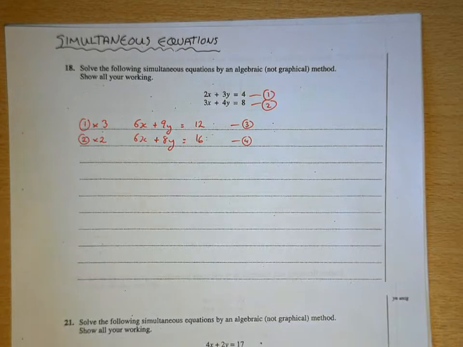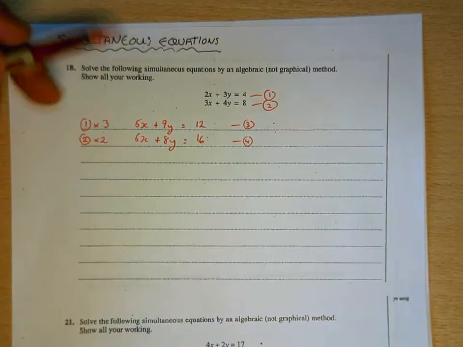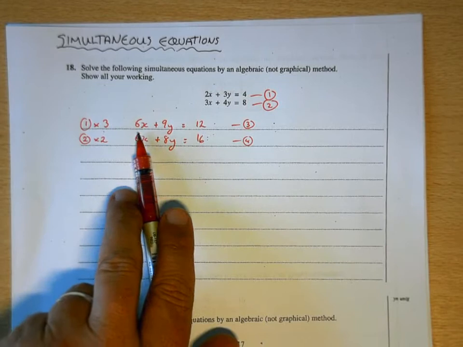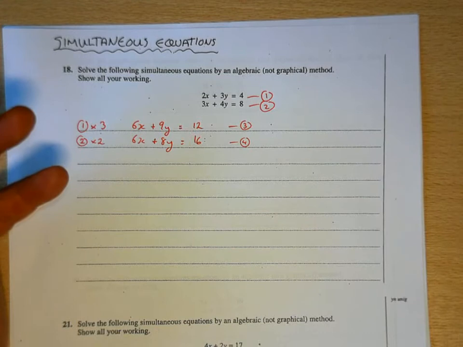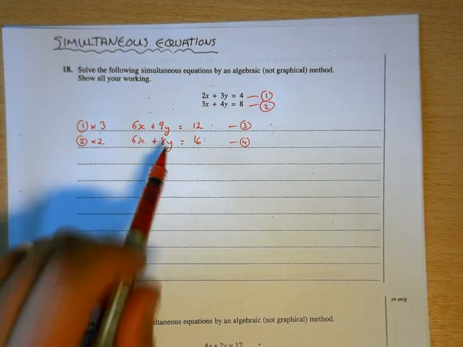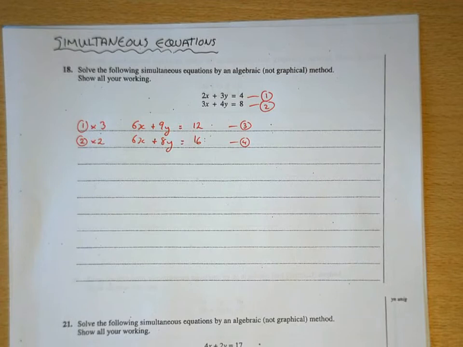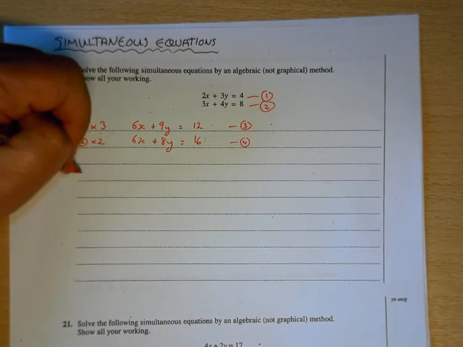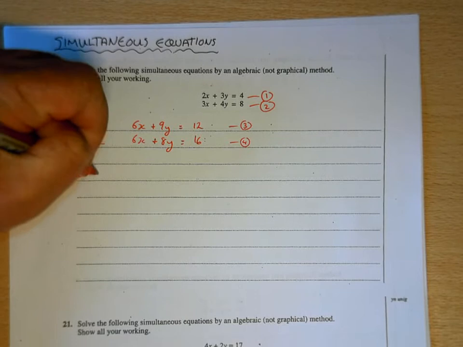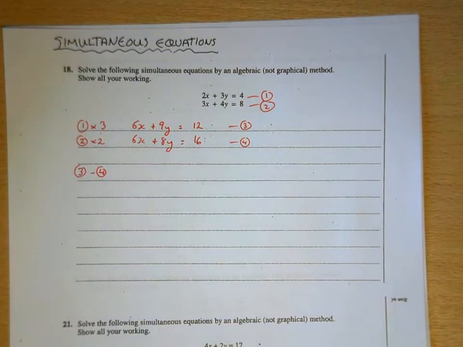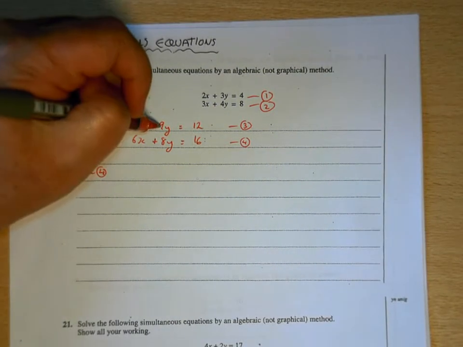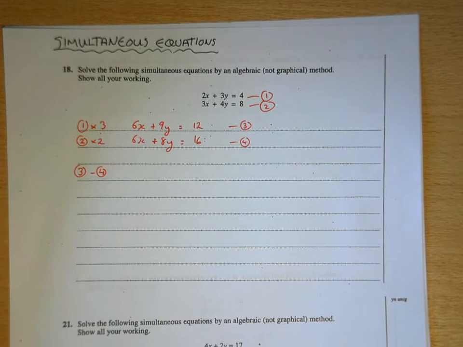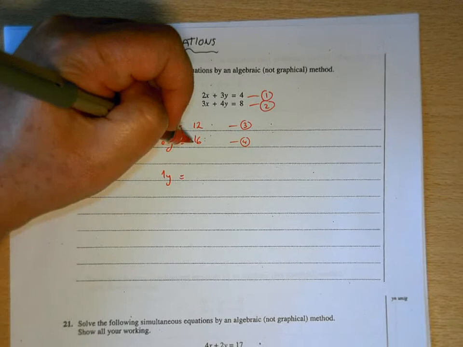Now what we're going to do now is to subtract the bottom row away from the top row. So we're going to do 6x take away 6x, which is 0, so that's gone. 9y take away 8y, and 12 take away 16. So again, here I'm going to write down for the examiner what I'm about to do. So 3 take away 4. 6 take away 6 is 0. 9y take away 8y is 1y, or just y. And 12 take away 16.